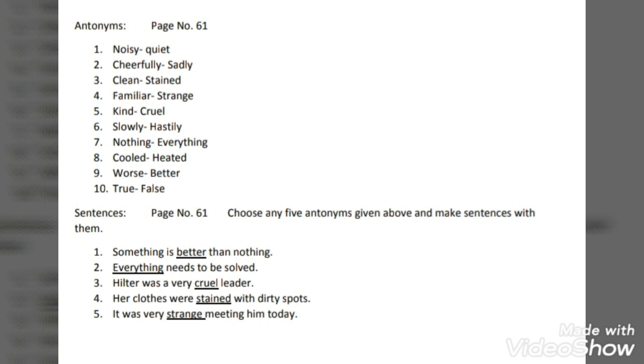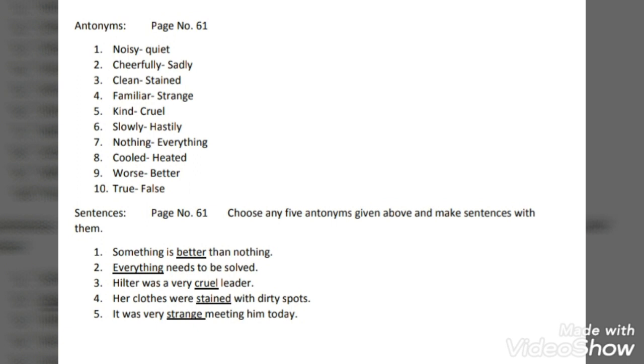First word is noisy. The antonym of noisy is quiet. Number two, cheerfully, sadly. Number three, slowly, hastily. Number four, clean, dirty. Number five, familiar, strange. Number six, nothing, everything. Number seven, cooled, heated. Number eight, very simple, kind. What is the antonym of kind? Cruel. Opposite of kind? Cruel.